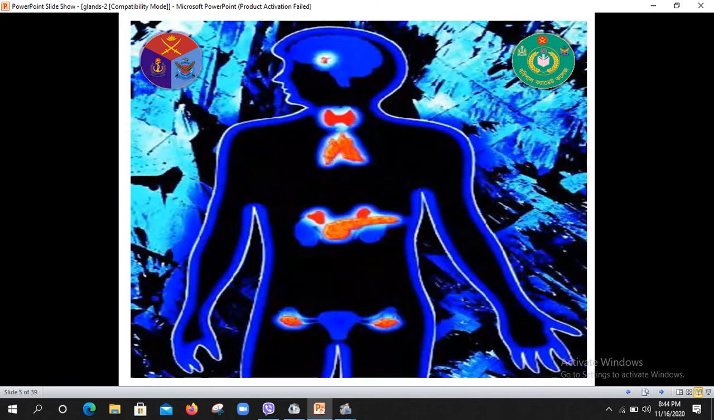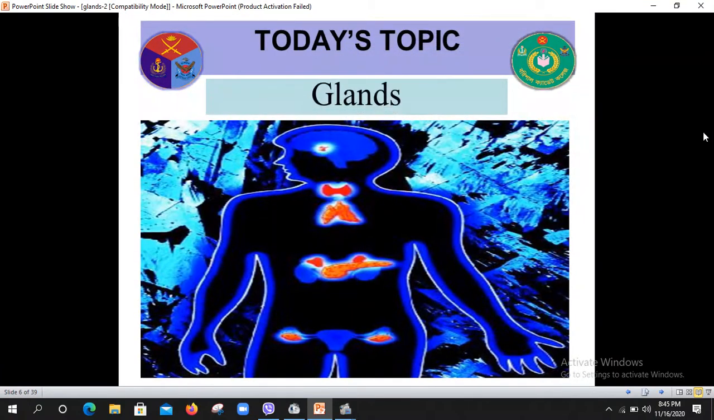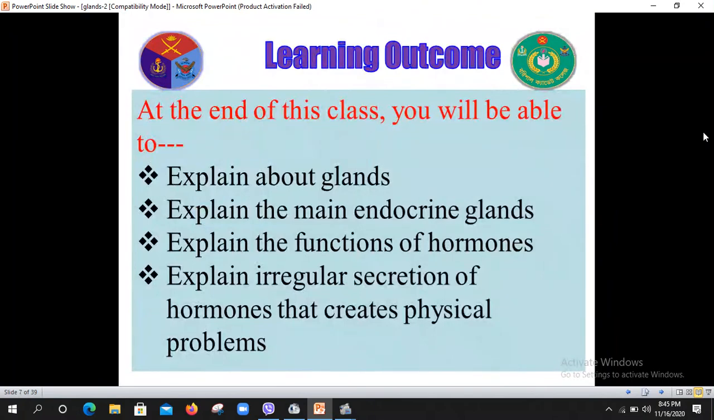Okay, boys, look at this picture. Do you know what this is? Yes, these are the different organs, and these organs secrete some liquid substance. So, I think you know what my today's topic is. Yes, my today's topic is glands. At the end of this class, you will be able to explain glands, explain the main endocrine glands, explain the functions of hormones, and explain irregular secretion of hormones that creates physical problems.